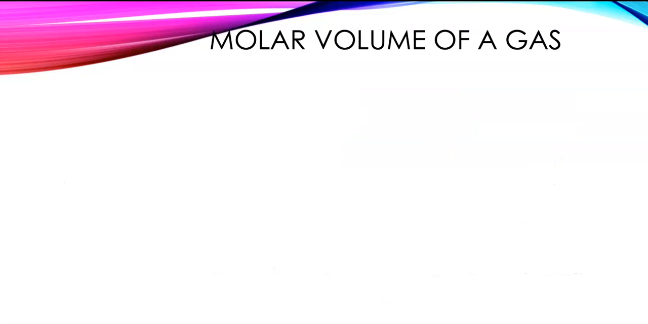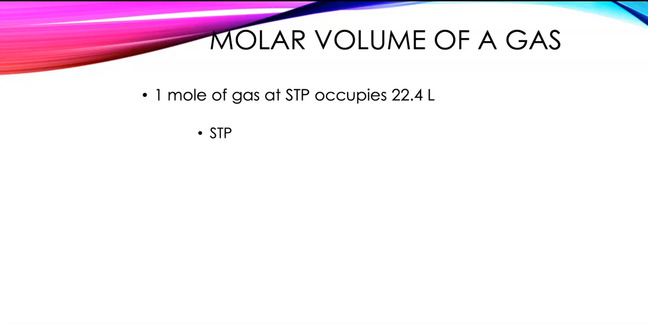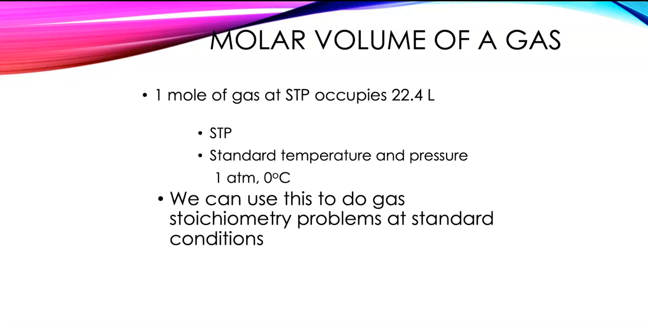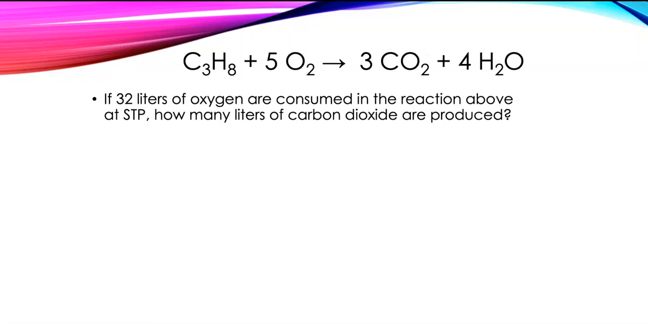So we can derive the molar volume of a gas from Avogadro's hypothesis. 1 mole of a gas at STP occupies 22.4 liters. Now, this is only true for gases, not other states of matter, and it's only true at STP. Well, what is STP? If you've forgotten, let's review. STP stands for standard temperature and pressure, and it means it's 1 atmosphere and 0 degrees Celsius or equivalent units. We can use this to do gas stoichiometry problems at standard conditions. And in fact, let's go right on and do one.